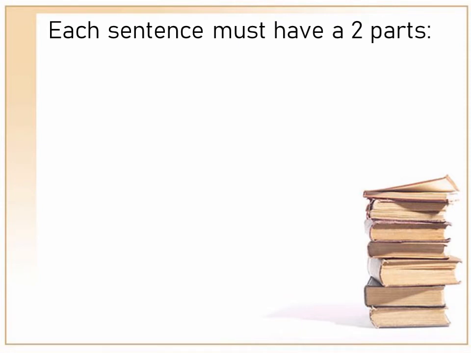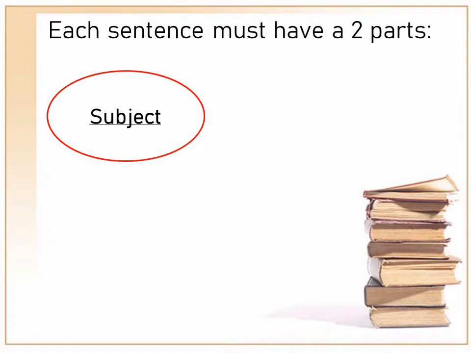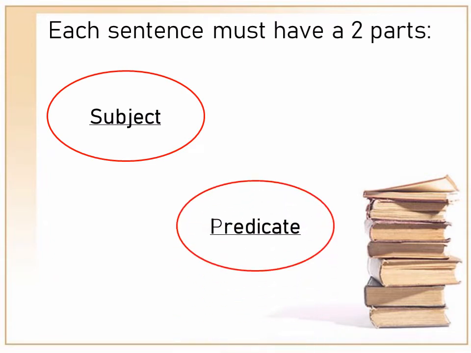Each sentence must have two parts. The first part is the subject, while the second part is the predicate. So every sentence must have two parts. The first one is the subject, the second part is the predicate. So in order to have a complete sentence, we must have a subject and a predicate.